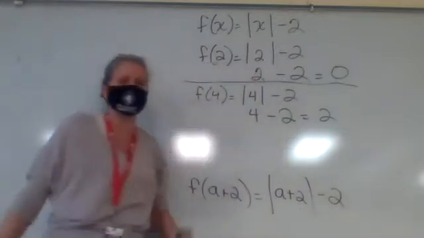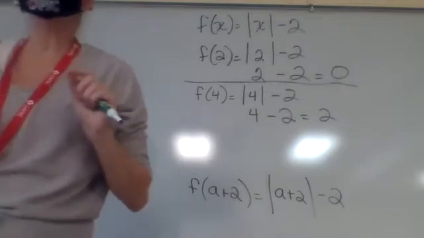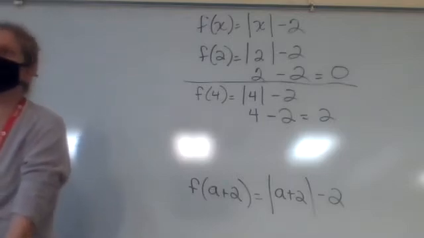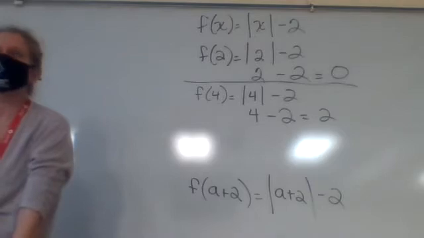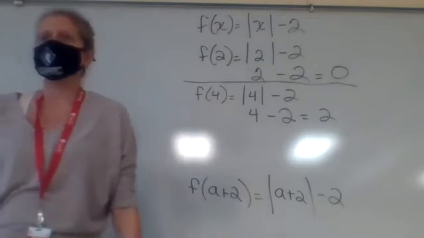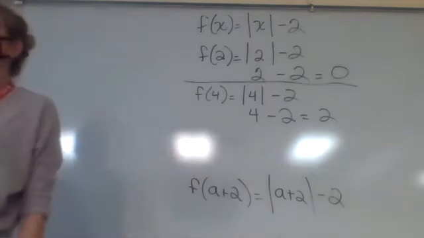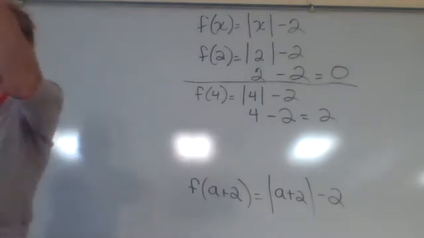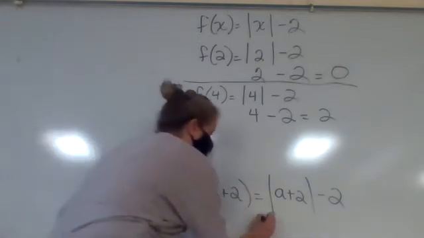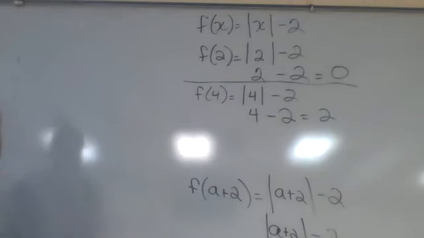Bring down my minus 2. Here's the curveball in this one. I don't know what a is, right? Which means I can't pull anything out of that absolute value symbol because I don't know what it's going to be. I don't know if a is a 3 or a negative 76. I don't know what it is, which means I just can't simplify this any further than it is right now. I can't bring anything out of the absolute value symbol. So that is essentially your answer: absolute value of a plus 2 minus 2. I can't do anything else to that.